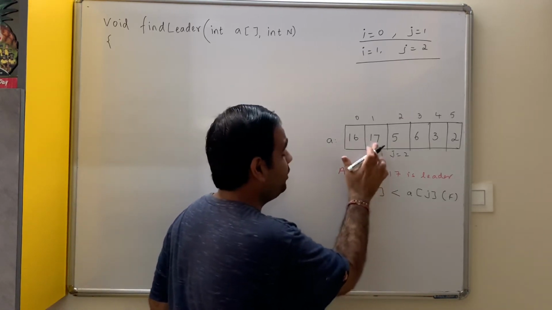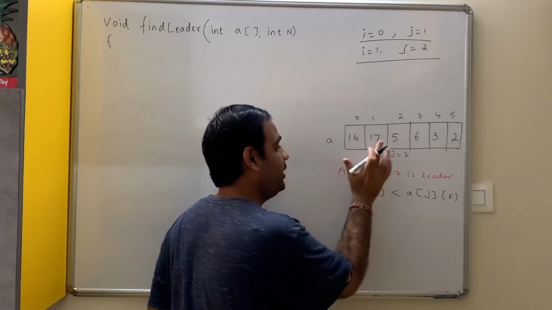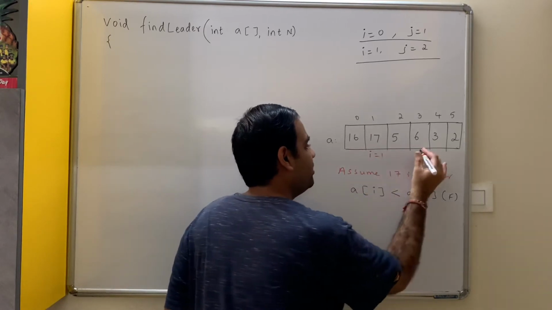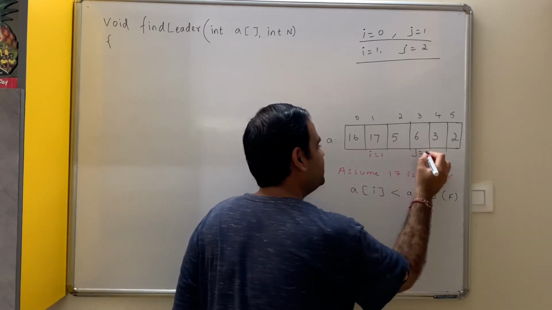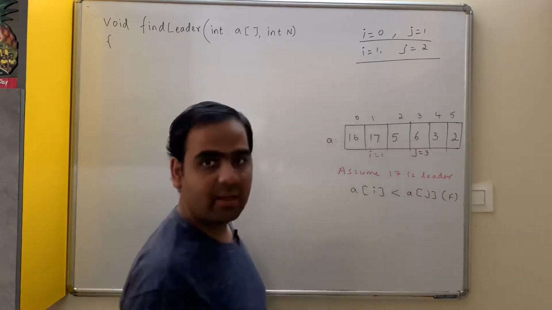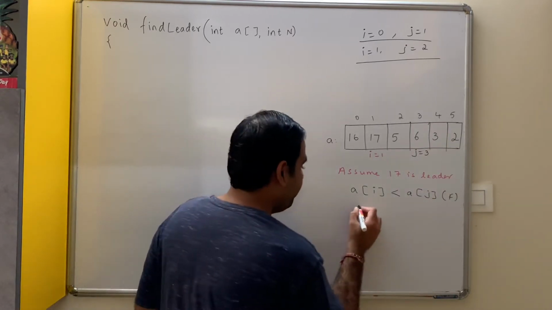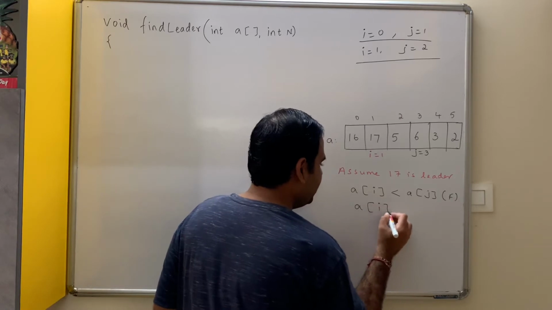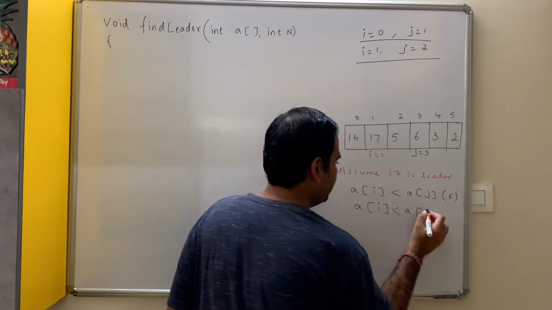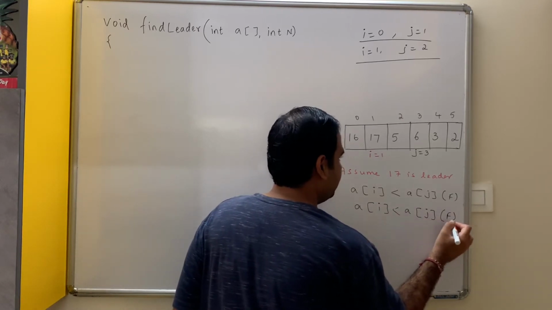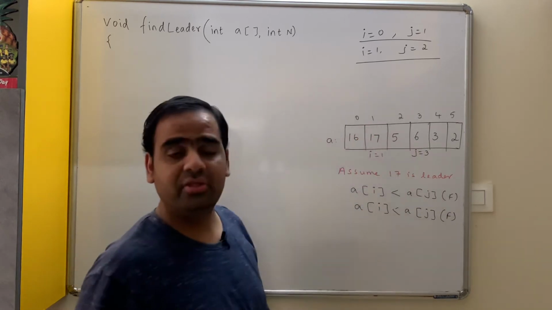Alright, i is pointing to 17. Sorry, the value of i is 1, and it is pointing to 17. I cannot change the value of i. Now I say j++, the value of j becomes 3. Now again I compare: is a of i less than a of j? Again it is false, because 17 less than 6 is false.